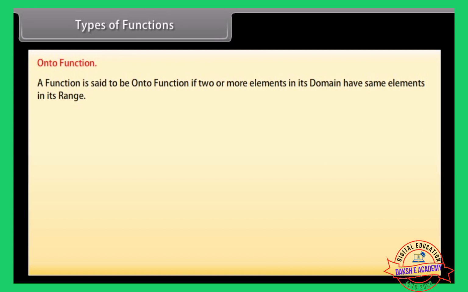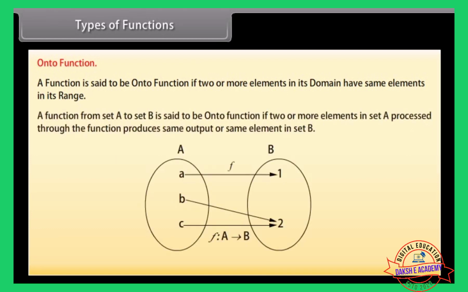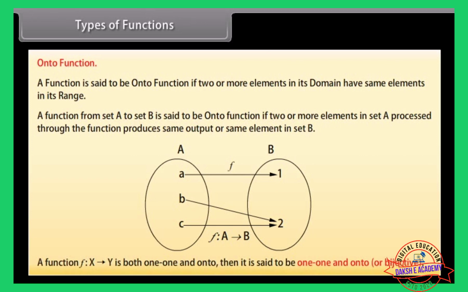Onto function. A function is said to be onto if two or more elements in its domain have the same element in its range. Or, a function from set A to set B is said to be onto if two or more elements in set A processed through the function produce the same output, or the same element in set B. A function f from X to Y that is both 1-1 and onto is said to be bijective.